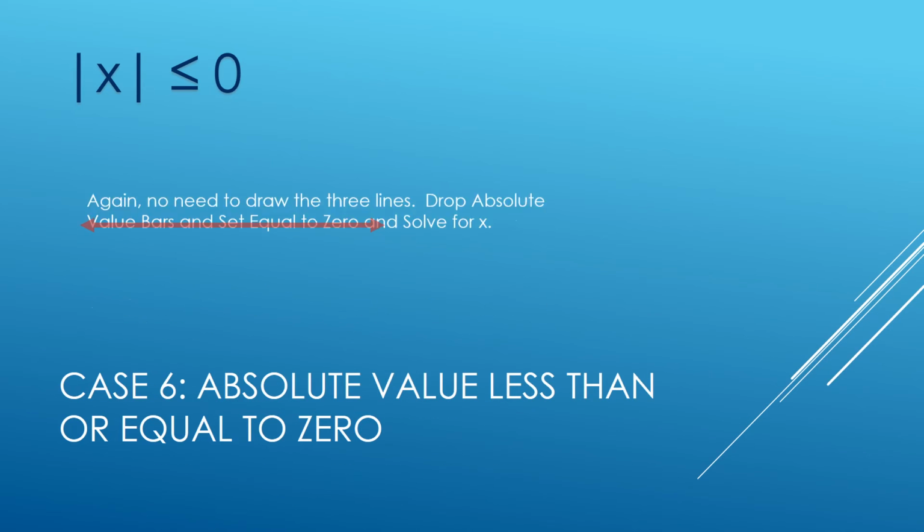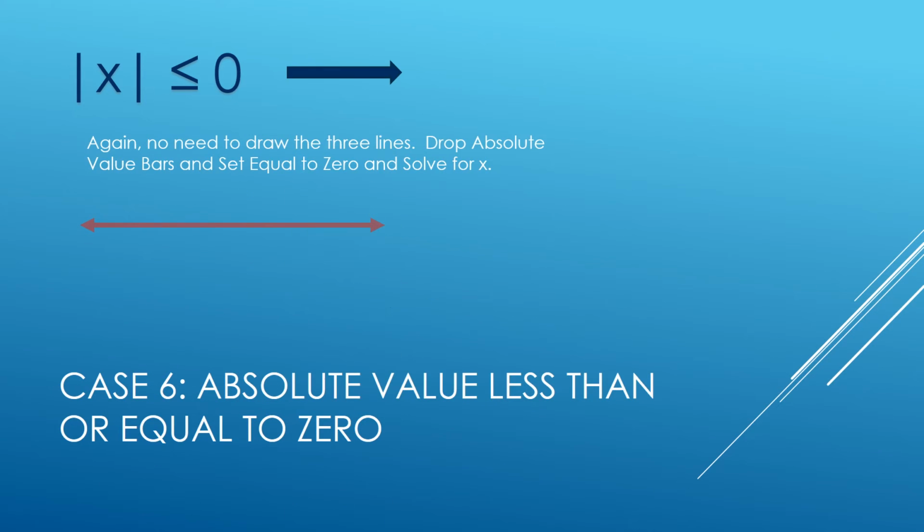Okay, so here we are. We drop the absolute value bars and set it equal to 0. We can see the point 0 is what x is, and that is our only point. So in brackets, I put 0. I don't have to use the interval notation here.